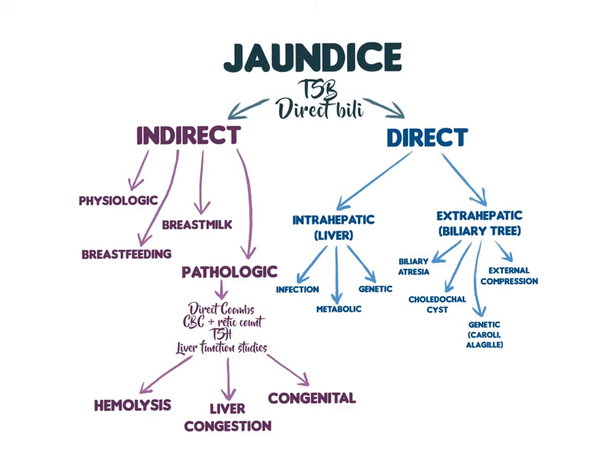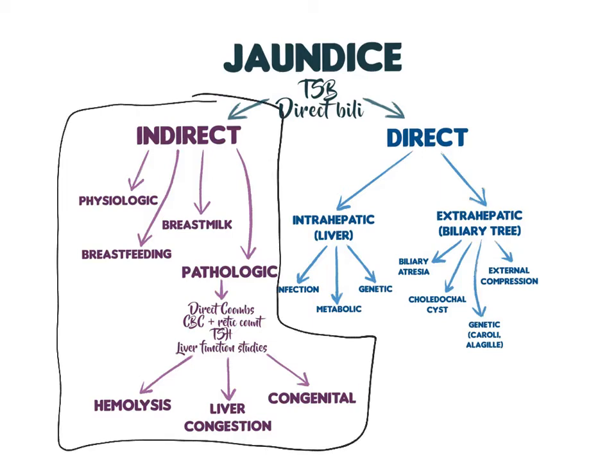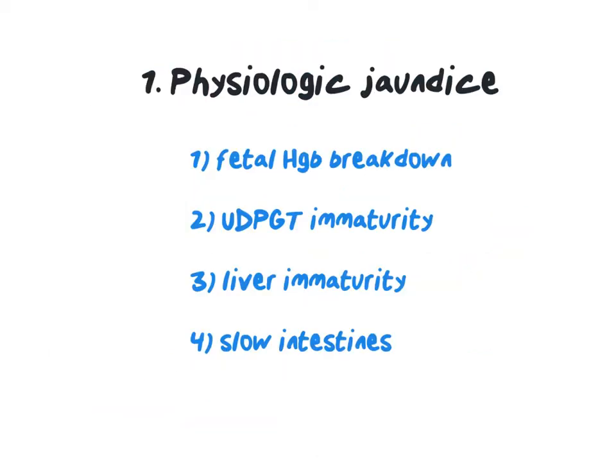So this is a flow chart I'll continue to refer back to. So we're going to start with this side of the chart, looking at the different causes of indirect hyperbilirubinemia, specifically focusing on these three, which tend to occur within the first week of life, and then we'll talk about the pathologic causes. So physiologic jaundice occurs in all babies. Before the baby is born, typically mom's placenta clears the bilirubin. But after birth, it's up to the baby's own hepatic system to clear bilirubin. Unfortunately, there are four problems that cause this to not be cleared as well.